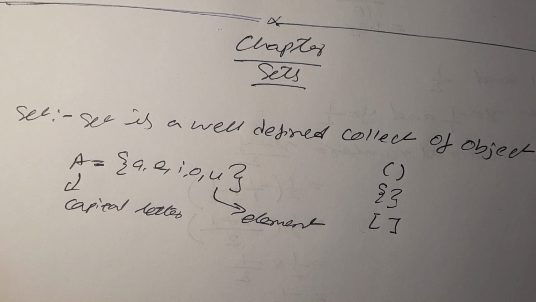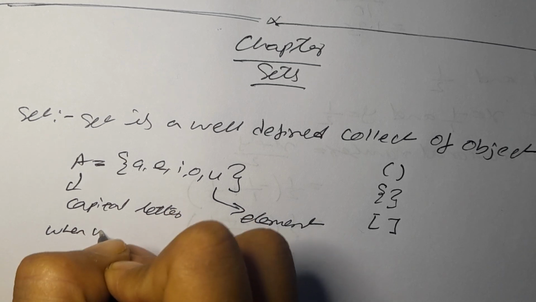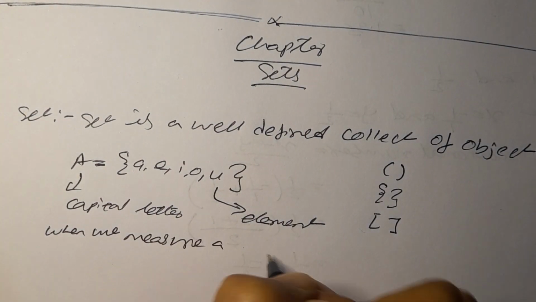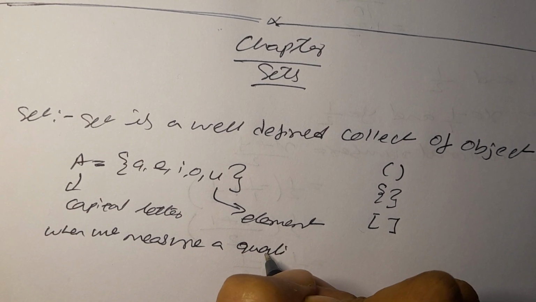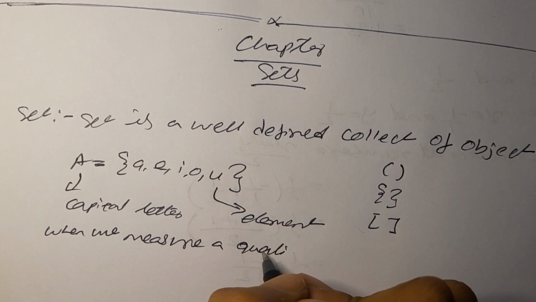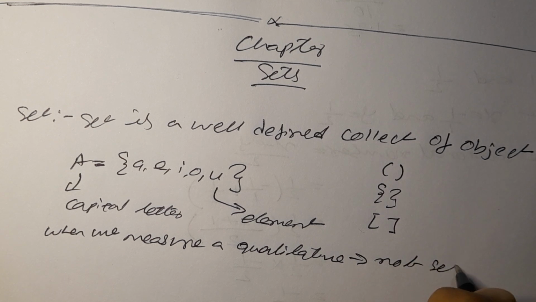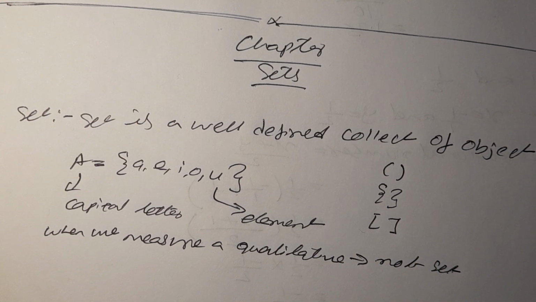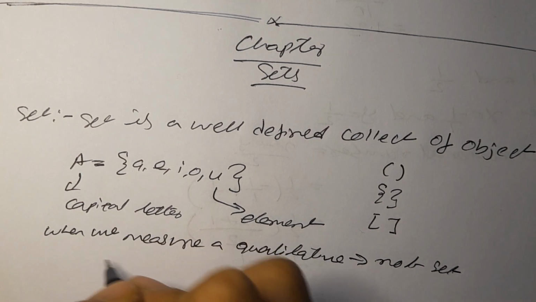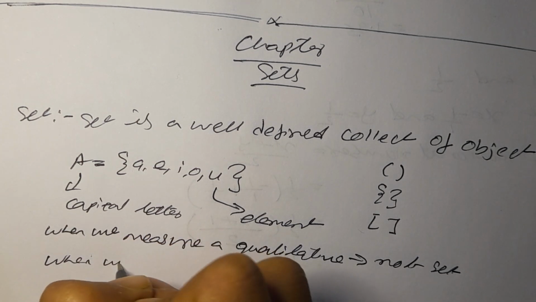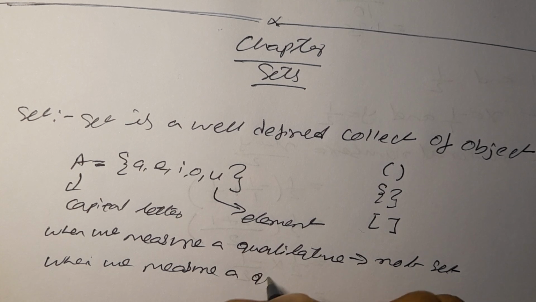The simplest way to understand a set: when we measure something qualitative, it is not a set. If we take the best batsman, that also differs from person to person. So which are the sets? When we measure a quantity, that is a set, because the quantity will remain the same.